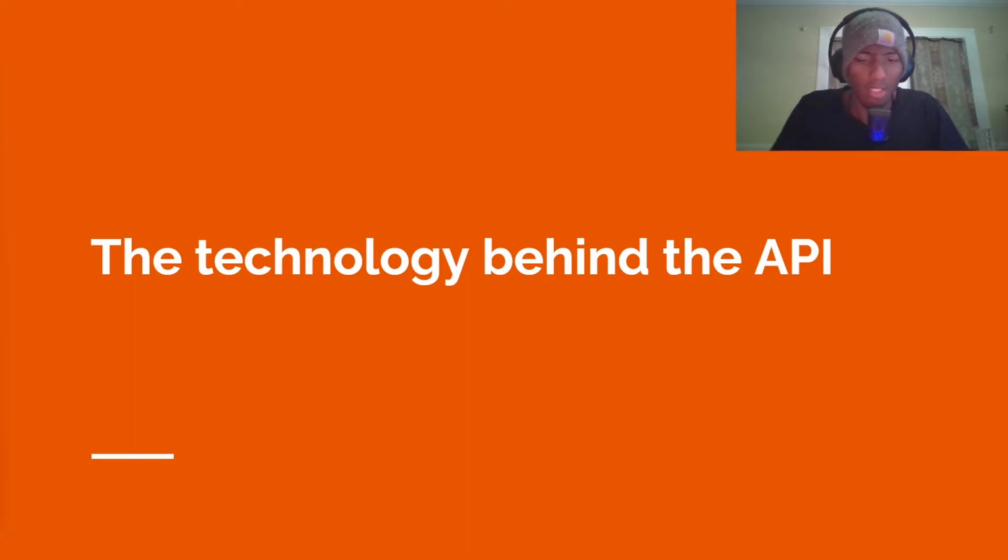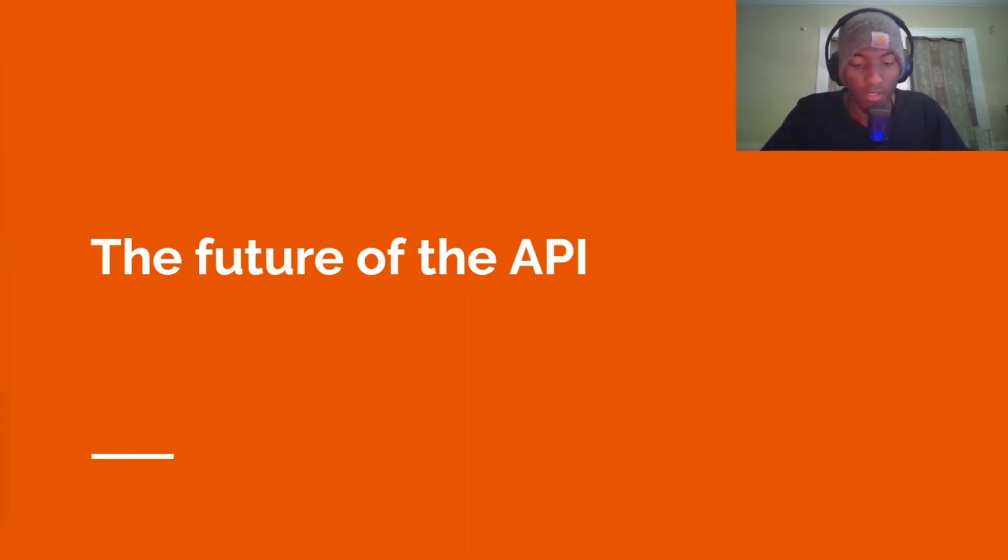So that's the technology behind the API. There's a couple other packages here and there in between. You could probably check out the go.mod file on the repo so you can see more specifically the technology. I know some of you guys will be interested in that. So next, we're going to talk about the future of the API. And I do have a couple plans on where I want to take this API into the future.